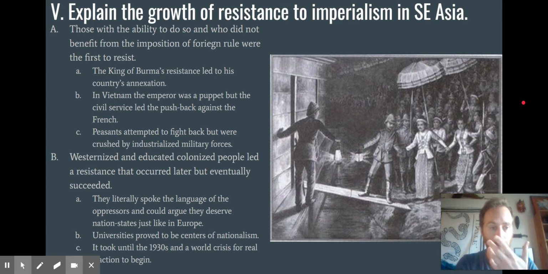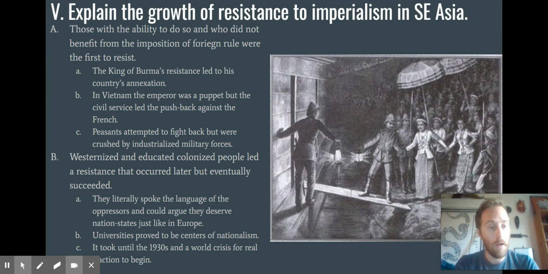The reason that folks end up resisting imperialism in Southeast Asia is because it's exploitation, plain and simple. Initially, and so again, it's a similar pattern to indirect versus direct rule, except from the other angle: those that have power are able to resist colonial rule the most effectively. I mentioned the King of Burma. This is a drawing of him being exiled to India from his homeland, and his resistance led to his country's annexation, but it was effective initially.